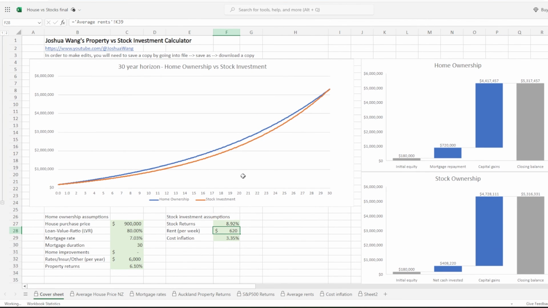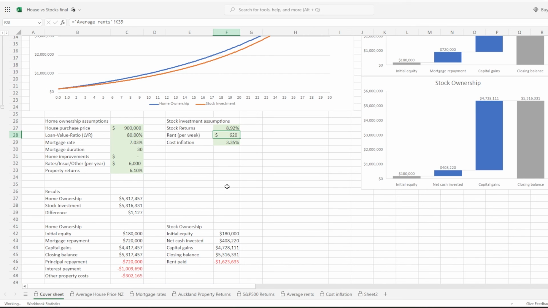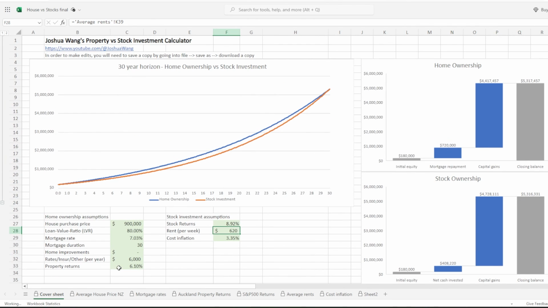So what this is saying is that over 30 years, if you had bought a house, you would be equivalent to someone generating a stock return of 8.92%. So that's quite an interesting thought. It does show that leverage does boost your return from 6.1% to, on average, 8.92% over the long term. So I'll leave this with you to play around with the assumptions.